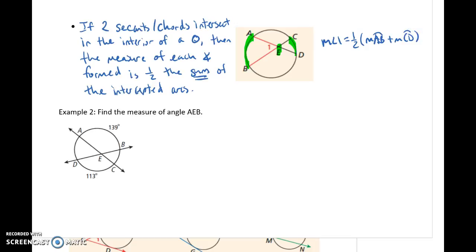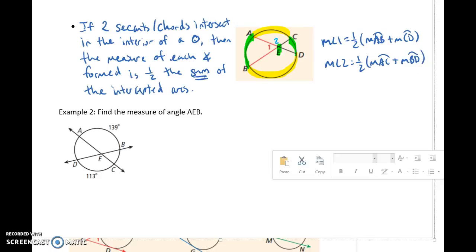Alternatively, if we want to find, let's say, measure of angle 2, which is AEC that I just wrote in there, that's vertical to angle DEB. So then we'd be looking at these arcs instead, AC and BD. So the measure of angle 2 would be 1/2 the measure of arc AC plus the measure of arc BD. Okay, so that's our second theorem.